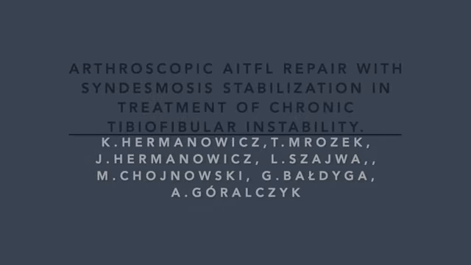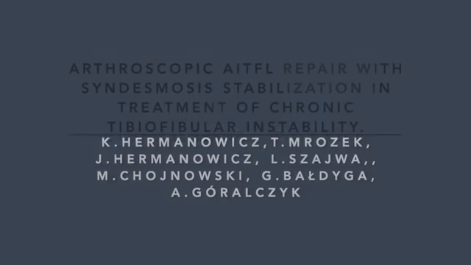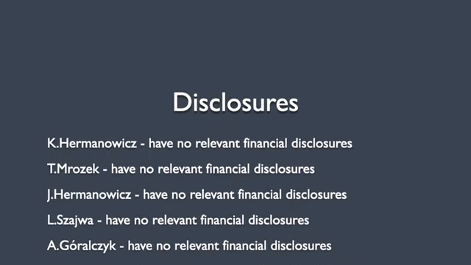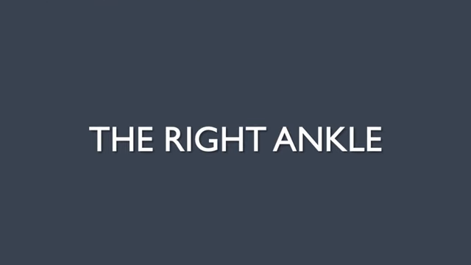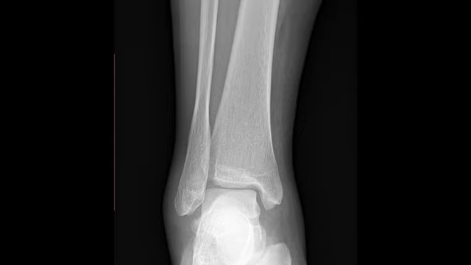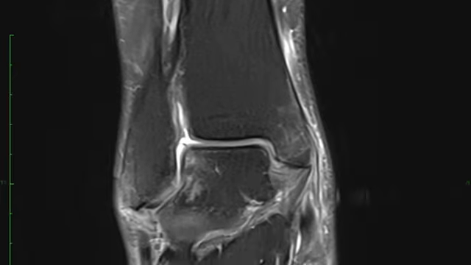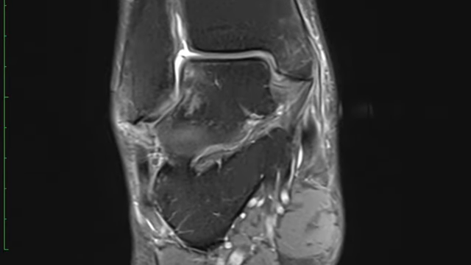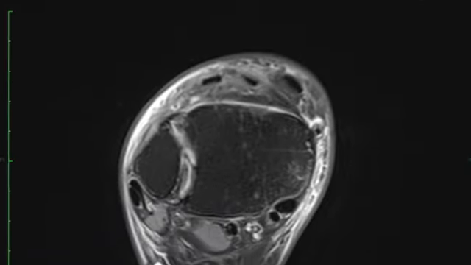Hello, in this video we are going to perform an arthroscopic anterior-inferior tibiofibular ligament repair with syndesmosis stabilization and treatment of chronic tibiofibular instability. Right ankle is being operated on. Here you can see radiograph of an ankle with syndesmotic injury, visibly widened joint space, loss of tibiofibular overlap, and widening of the distal tibiofibular syndesmosis. MRI scans show AITFL damage.